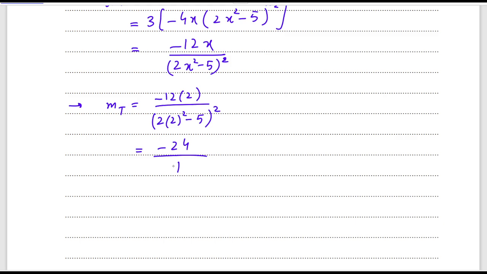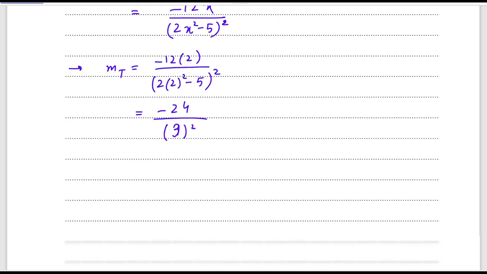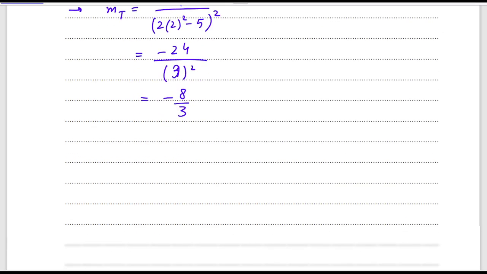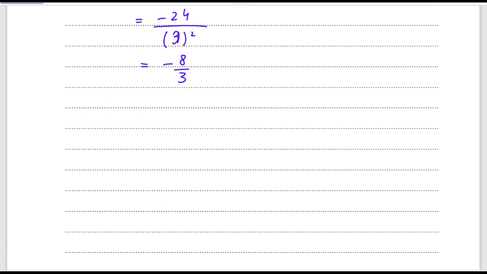So it's 4 times 2 is 8, minus 5 is 3, raised to the power 2. Use your calculator. This is equal to minus 8 over 3. The gradient of the tangent at the given point is minus 8 over 3. Now the gradient of the normal to the curve is minus 1 over the gradient of the tangent, which is equal to 3 divided by 8.